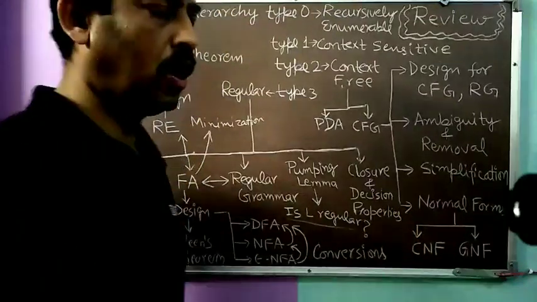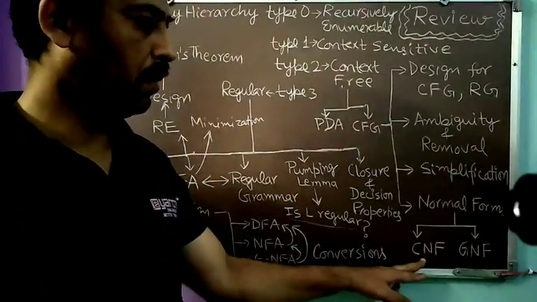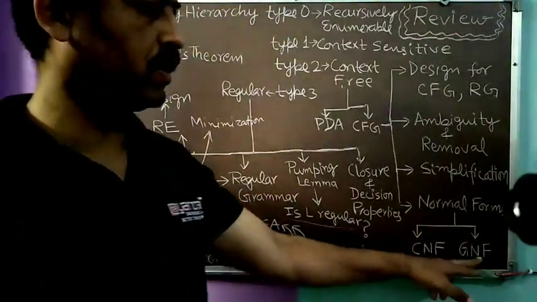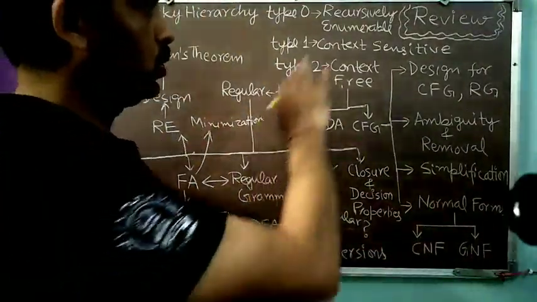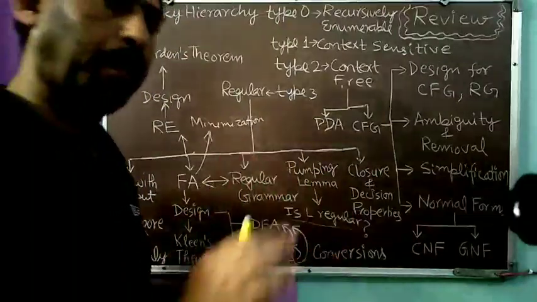Then we have seen how to convert a grammar into the CNF, and then how to convert a given CFG into the GNF. So this was all we have discussed up till now.